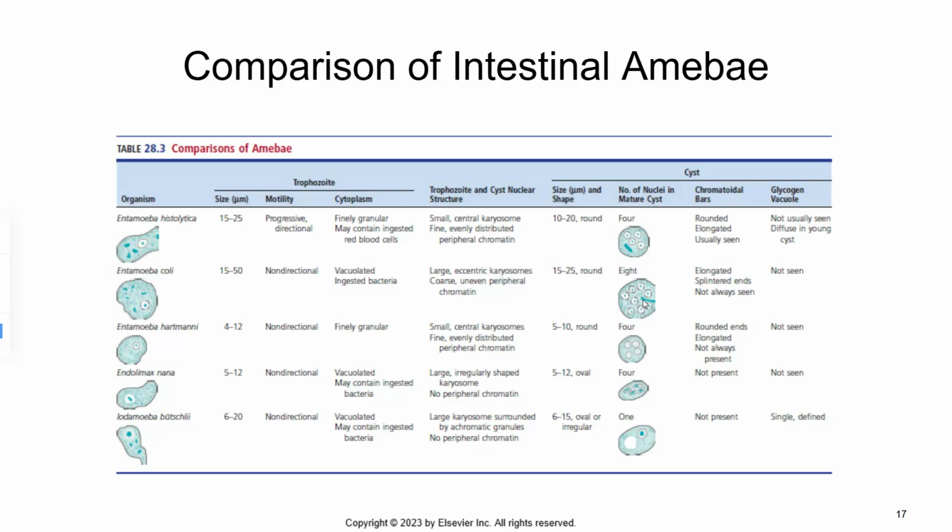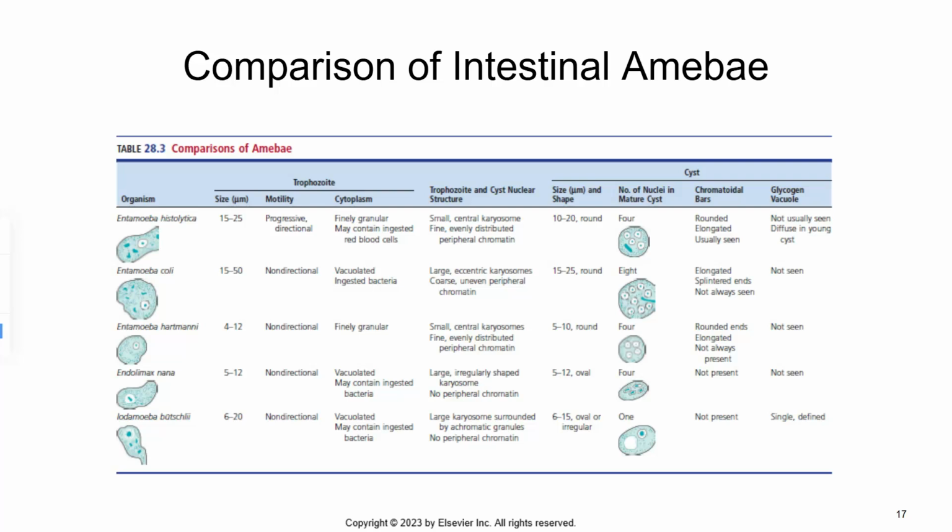The difference between Entamoeba hartmannii and E. histolytica is that you're not going to see a very obvious glycogen vacuole inside of here. Endolimax nana is a little bit smaller. Iodamoeba bütschlii has this very obvious nuclear pattern up at the top of it. So as we go through these, you'll be able to look at them, and you want to study the key features that are going to help you differentiate these.